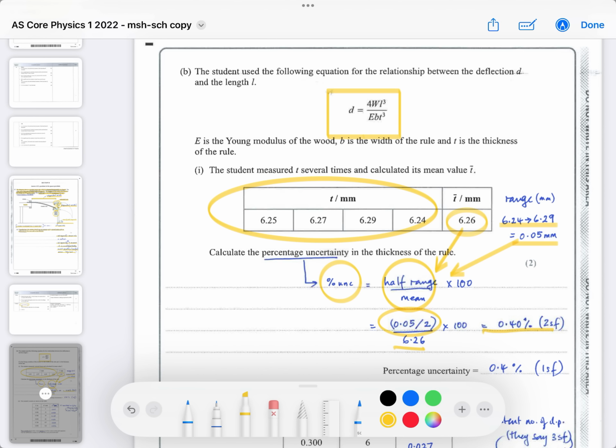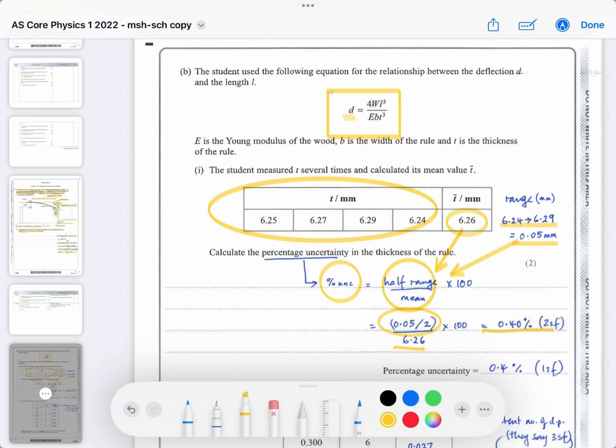Okay, so the student used the following equation relating deflection D downwards with the length of the rule. D and L are both given in there. D is on the left-hand side, L cubed is at the top, and then you've got a value of T cubed in there. Whenever there's a power, the percentage uncertainty comes in for a power of 3 times, so you've got to multiply the percentage uncertainty by 3.